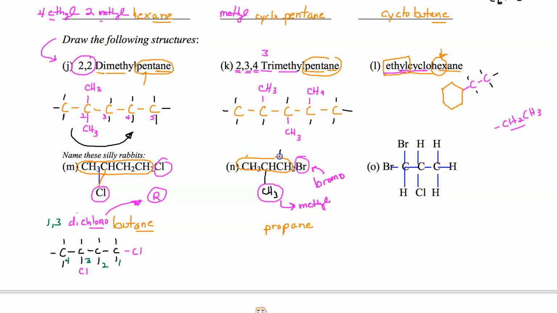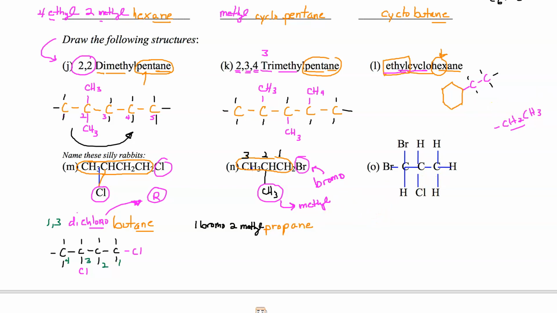But if I number correctly this way, 1, 2, 3, keeping the convention that the attaching groups must have the lowest number, then on the first carbon there's a bromo group. On the second, there's a methyl group. So we're going to say 1-bromo, I've got a bromide on the first carbon, and then 2-methyl. The reason I went 1-bromo first is because B goes before M in alphabetical order. But if you had 2-methyl, 1-bromo, I'd accept that. So that's how that works.